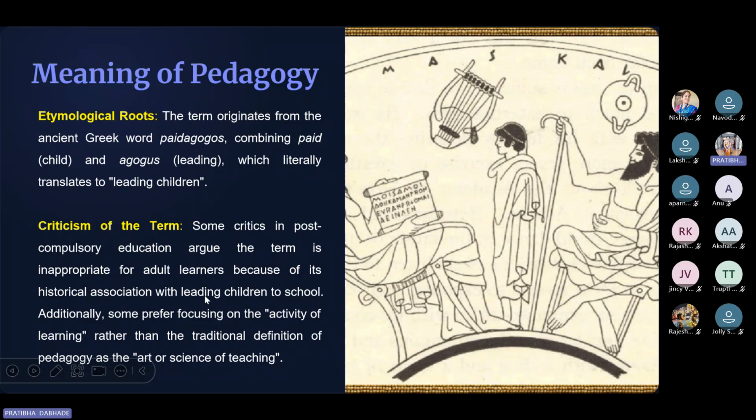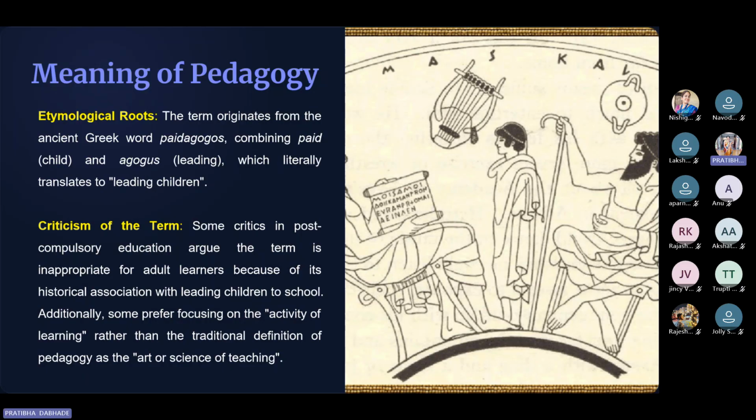Okay, so those who criticized it say that the meaning of pedagogy can be the activity of learning, right? So pedagogy moves around the main word, which is learning. In the ancient Greek education system, the child is at the center, okay? And this is the Greek literature, and along with that, they were giving focus not only to literature, but you can see different instruments are there. So again, they were giving focus on music and arts also, right?